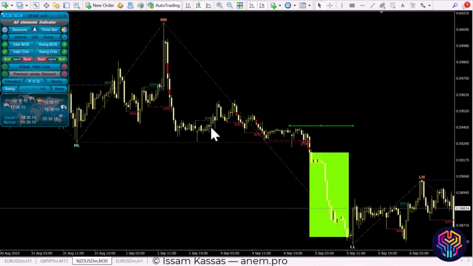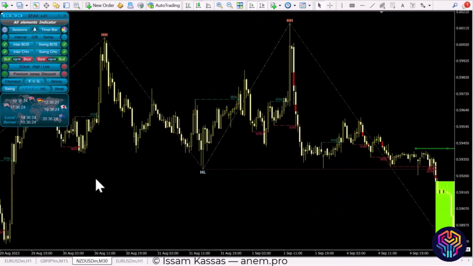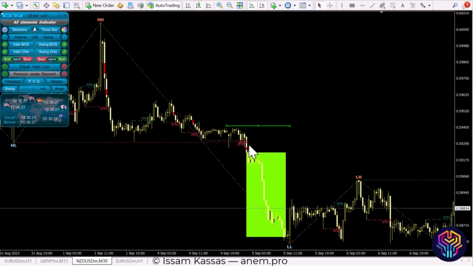And remember, not all CHoCH or BoS are going to work, so you have to be very careful. You always have to read the previous structure, look left, read the previous structure, and look for confluences of breakout of structure on the swing moves, and also internal BoS or internal change of character. That is going to be a better way to look at it.